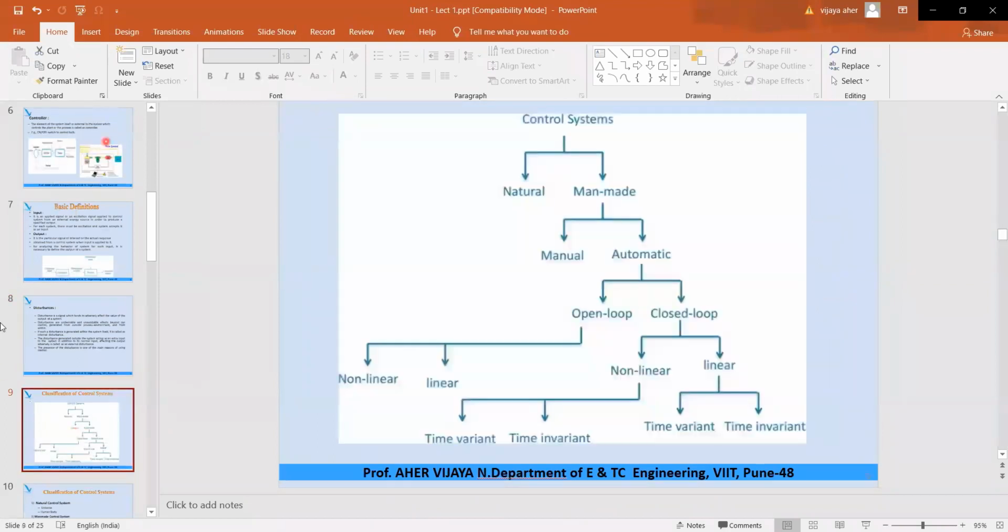Now, control system and types of control system. Just a second, somebody is in waiting room. 76. Okay.